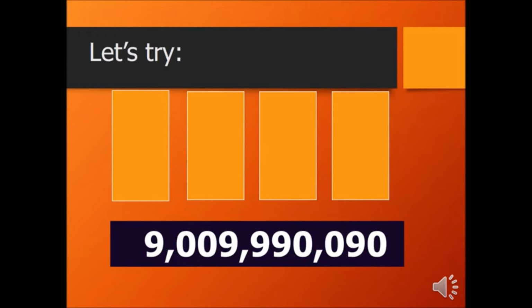Now let's try this. I want you to read the number without any period's name written at the top or below the number. How will you read the number correctly? That is 9,990,090. Good job!